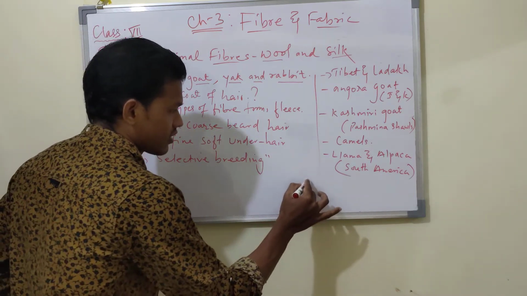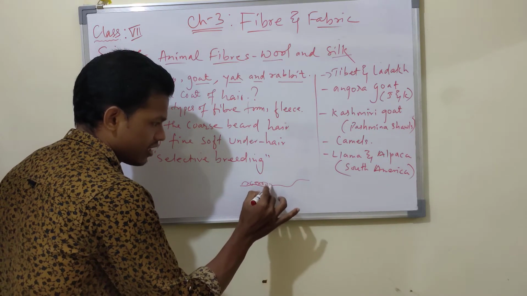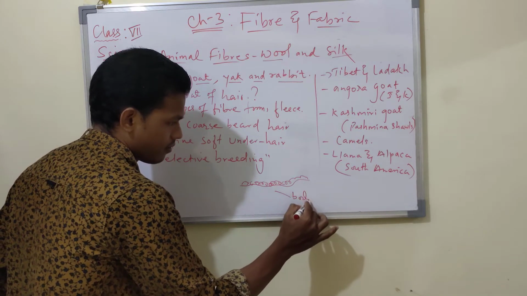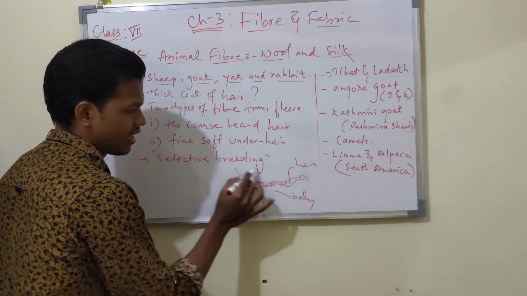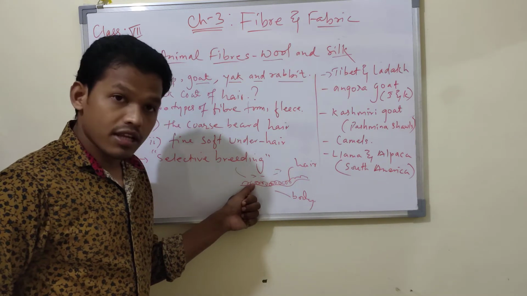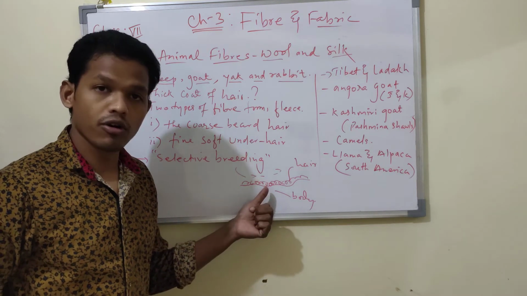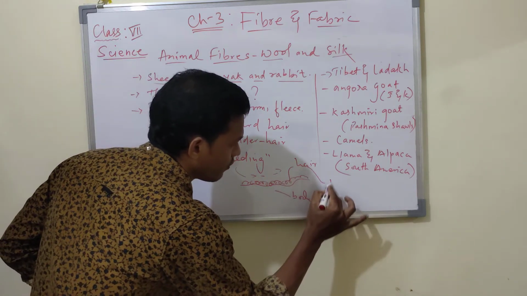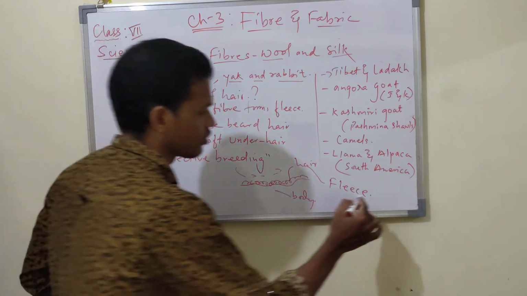suppose this is the skin, and this is the body of the animal, and the hair is grown here. Suppose this is the surrounding. This is the body skin, and over the skin a thick coat of hair is grown on the surface of the body of an animal. This hair is called fleece.